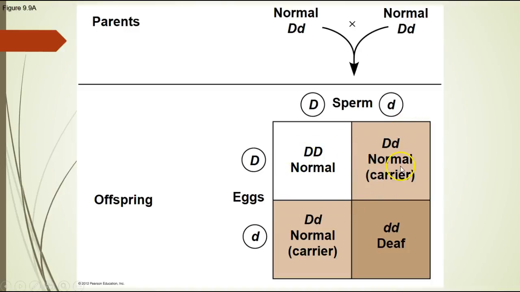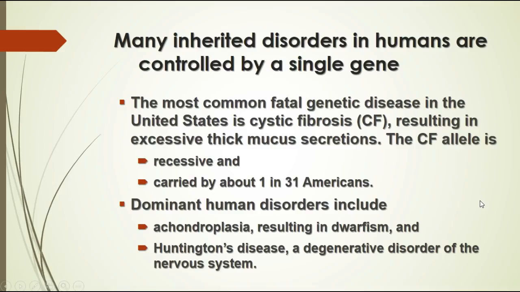We have 2 out of 4, or a 1/2 chance of having a normal carrier offspring, and we have a 1 in 4 chance of having a deaf child. And so that's how those recessive traits can be passed on.